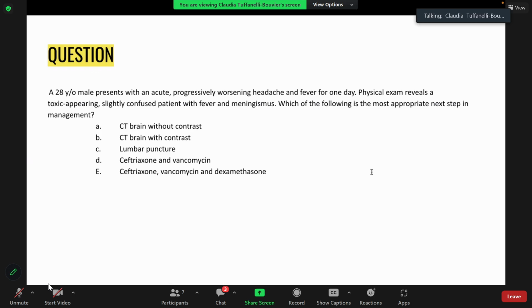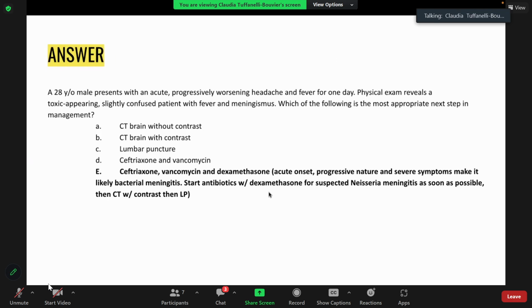I'll also give you another hint: remember, do this based on the guidelines, not my practice, but we can talk about it. So in this case, the answer is going to be E. So ceftriaxone, vancomycin, and dexamethasone.